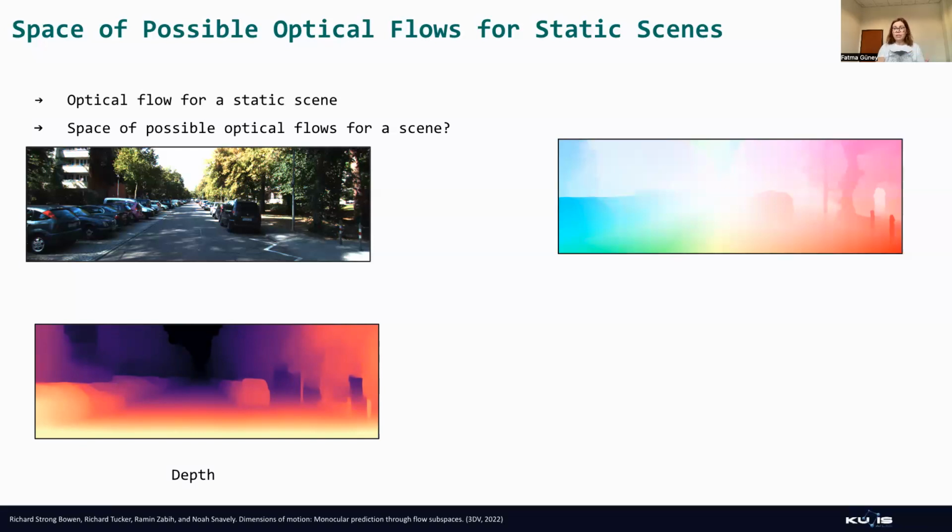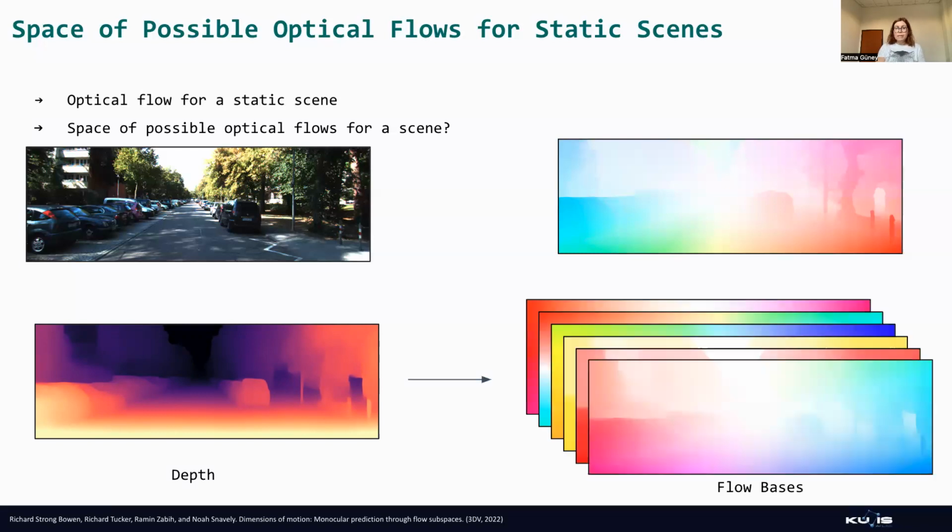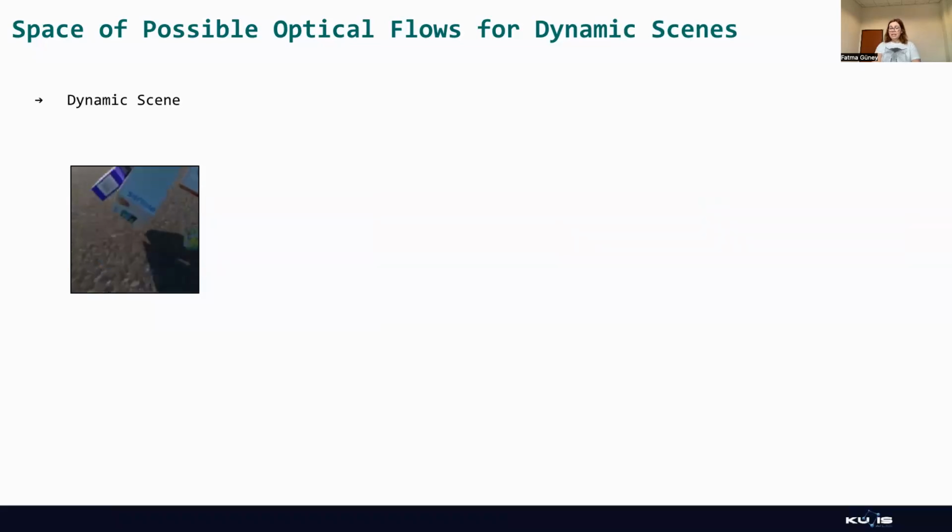But given the 3D geometry of the scene, that is depth at each pixel in this case, we can represent the space of possible optical flow patterns for that scene with only 6 flow bases. These are scene-specific flow bases that are derived from depth. I'm not going to go into detail here, but please check the amazing work below to see how to achieve this. But what about dynamic scenes with independently moving objects?